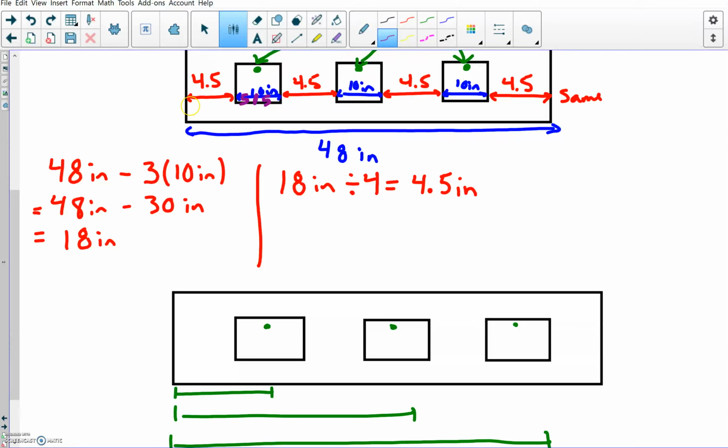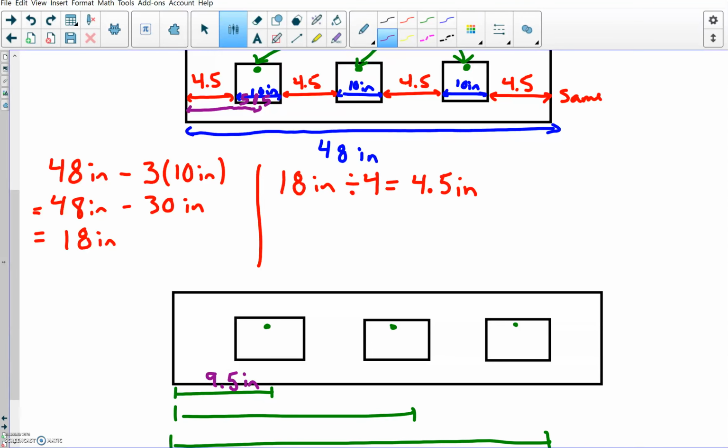So if I look at those measurements, I go from 4.5 to the edge of the frame and another 5 inches to the nail head. I would need to add those up. So 4.5 plus 5 means the first measurement here is going to be 9.5 inches.